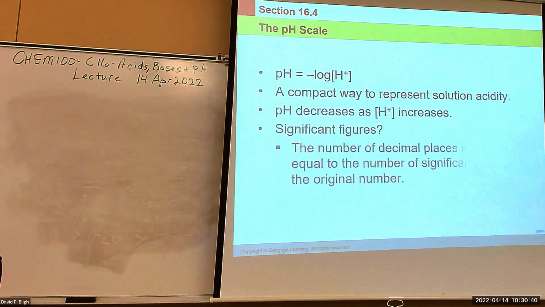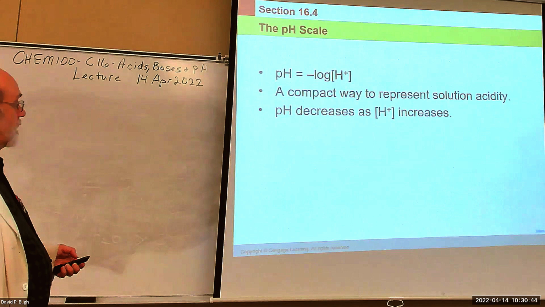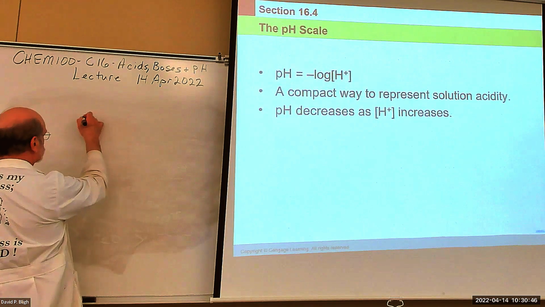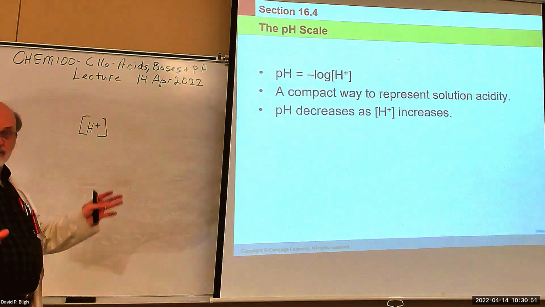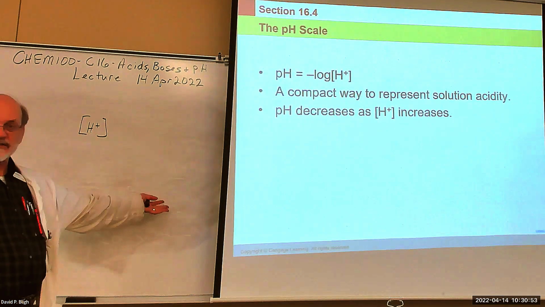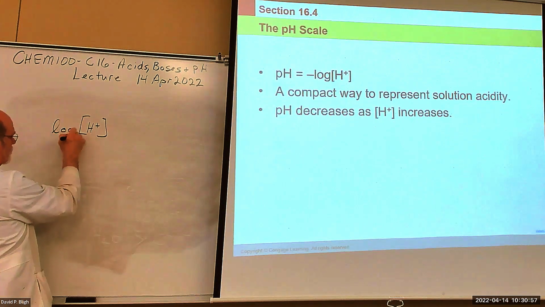Okay? So what he did was, and that's more information than we need right now. What he did was he took the hydrogen ion concentration, right? Whatever it happens to be, 5 times 10 to the minus 5, for instance. And he took the log of it.